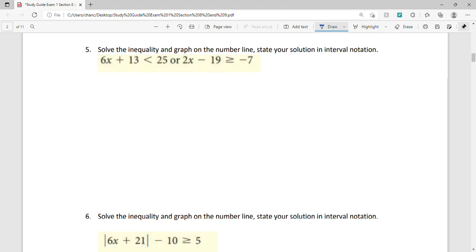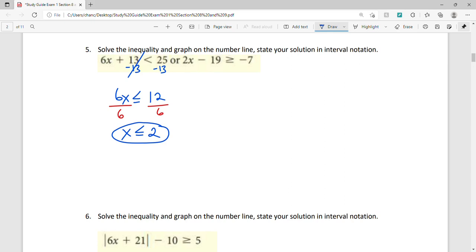In example 5, we will start by isolating the left side here. Subtract 13 to both sides. We have 6x is less than or equal to 25 minus 13. That's going to give us a 12. Let's divide both sides by 6. And so x is less than or equal to 2. This is the first part of our solution.